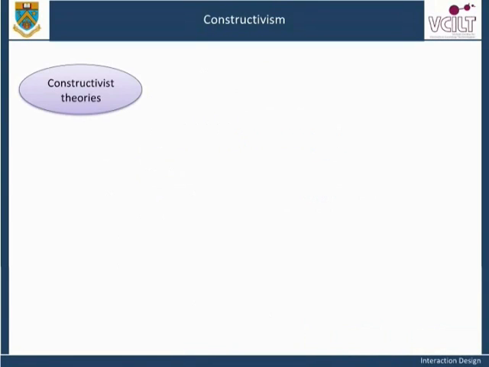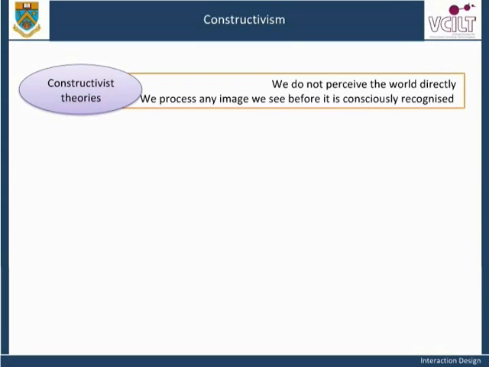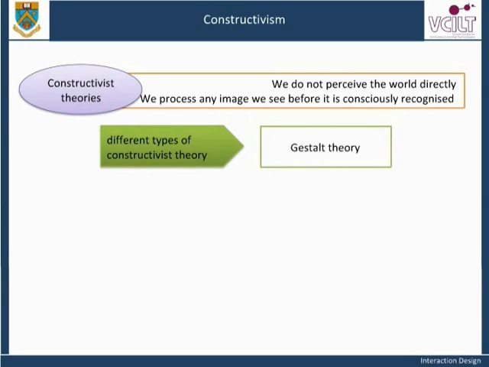Constructivist theories are all based on the idea that we do not perceive the world directly, that we process any image we see before it is consciously recognized. There are many different types of constructivist theory, perhaps the best known is Gestalt theory, which we shall discuss in the next section. This has quite a few far-reaching implications.